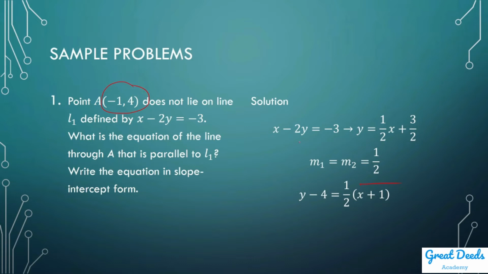y minus 4 is equal to the slope, this is the slope of L2, times the quantity x minus -1. And so simplifying it and writing it in slope-intercept form, that is just y is equal to 1/2 times x plus 9/2.